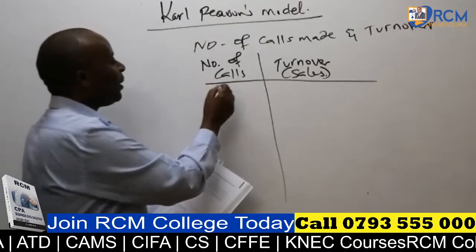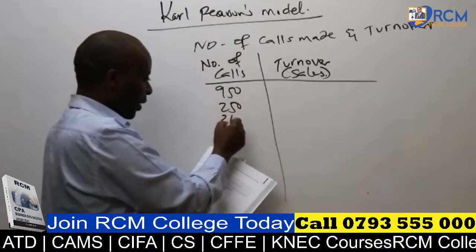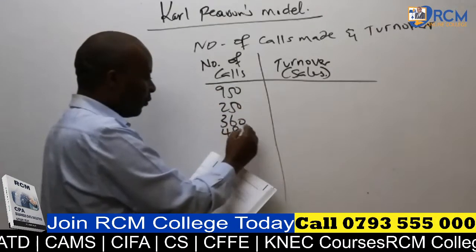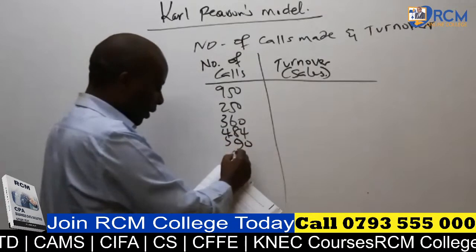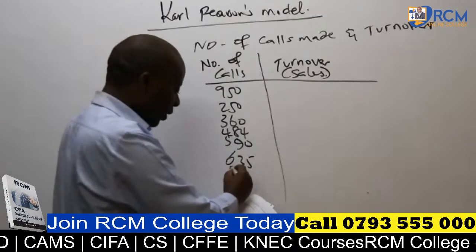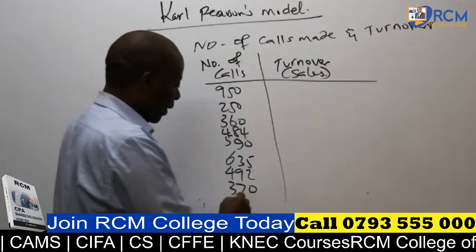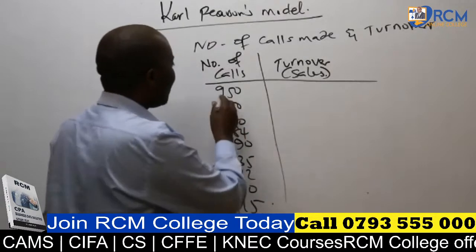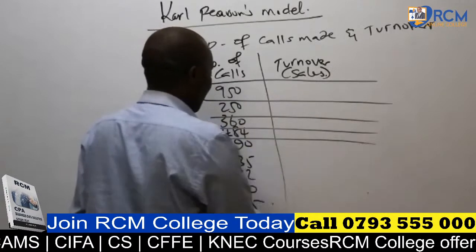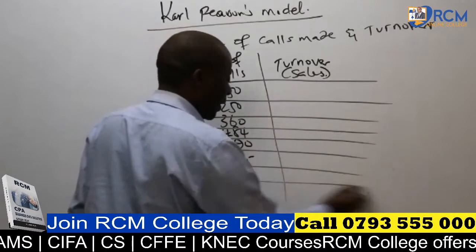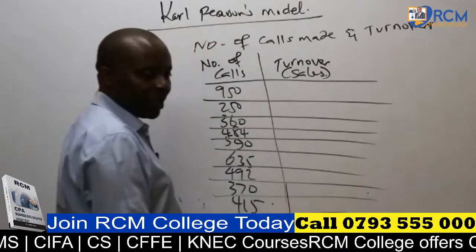So here they have given me 950. Here they have given me 250. Here we have 360. Here we have 484. Here we have got 590. Here we have got 635. Here we have got 492. Here we have got 370, and then 415. So, ladies and gentlemen, if that is the case, this is what we need to do very first. QA is the best paper in CPA.